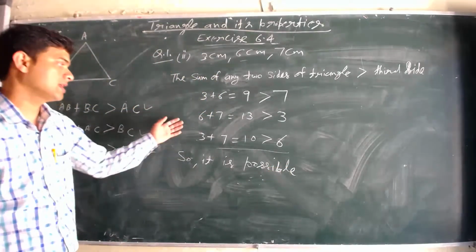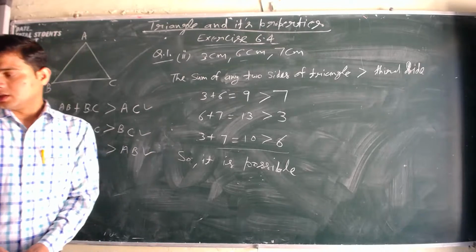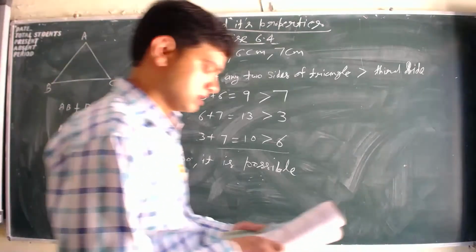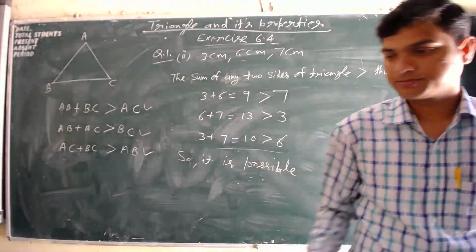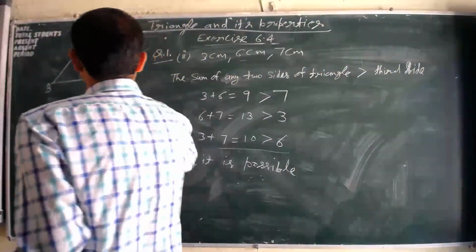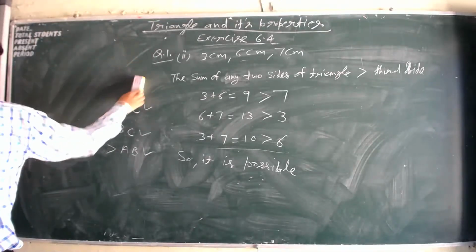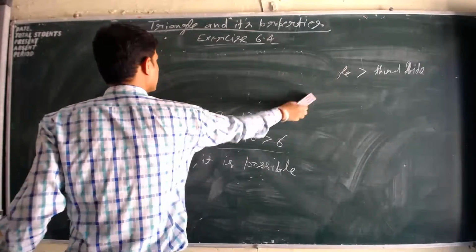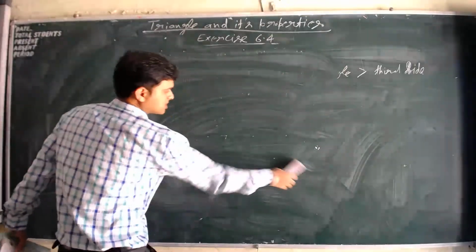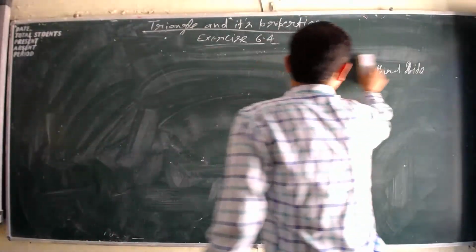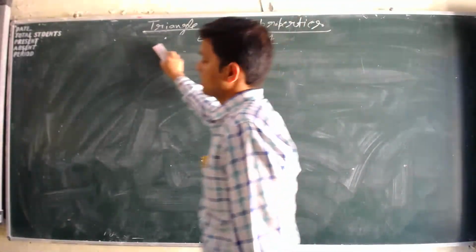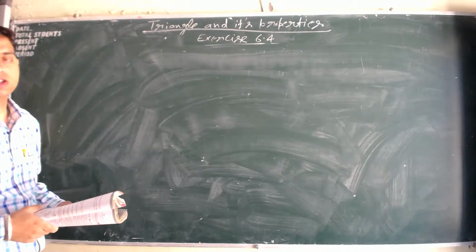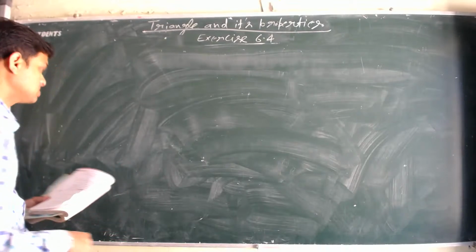ठीक है. नेक्स्ट वन, थर्ड पार्ट को इसी तरीके से आप सॉल्व करके देख सकते हैं. क्लियर? नेक्स्ट क्वेश्चन नंबर 2. क्वेश्चन नंबर 2 इसके अंदर जो मैक्सिमम क्वेश्चन है 6.4 में, वो सभी जो है वो इसी प्रॉपर्टी में बेस्ड है. The sum of any two sides of a triangle should be greater than third side. Okay. Question number 2.